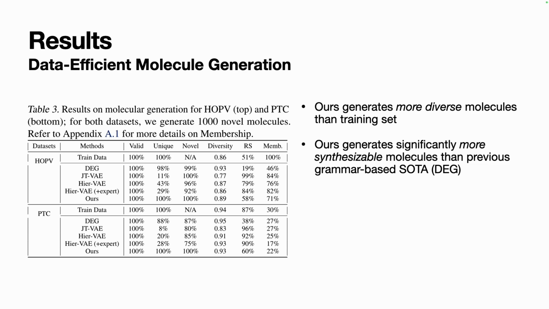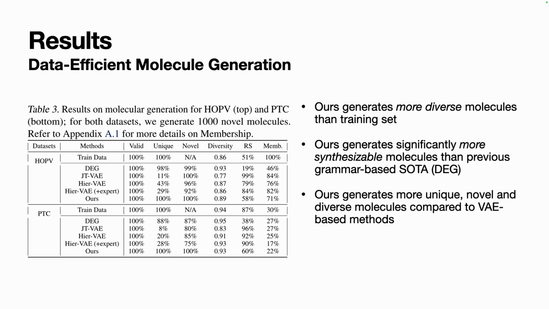We also compare with VAE-based methods that use larger motifs, and we even endow them with expert-based motifs, but the same problem persists. This highlights the advantages of grammar-based methods in data-efficient settings where there are only as few as 100 examples with large structural motifs that may be difficult to learn without the right inductive biases.